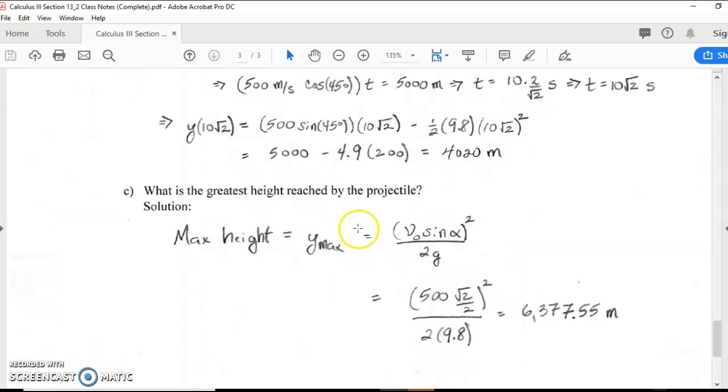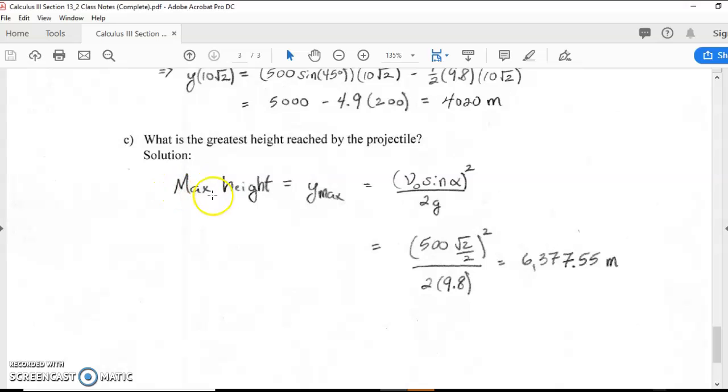What is the greatest height reached by the projectile? Well, that's the max height, which we figured out on the previous page also, y max, which is v naught sine of alpha quantity squared divided by 2g. So 500 times root 2 over 2 squared divided by 2 times 9.8 is 6,377.55 meters.